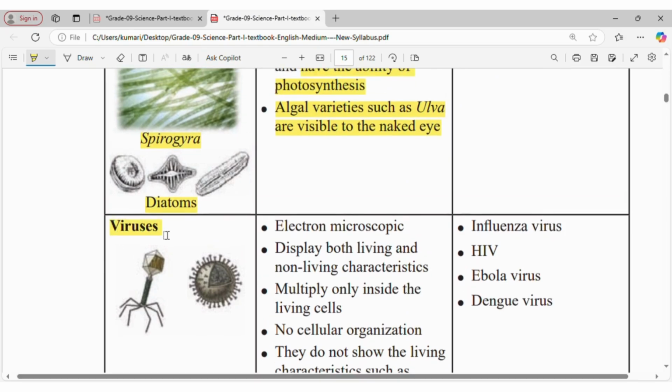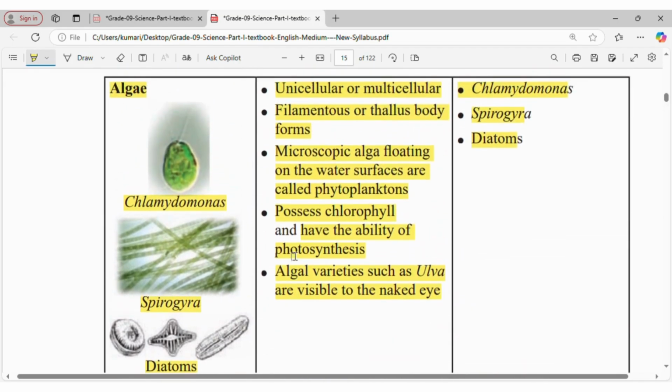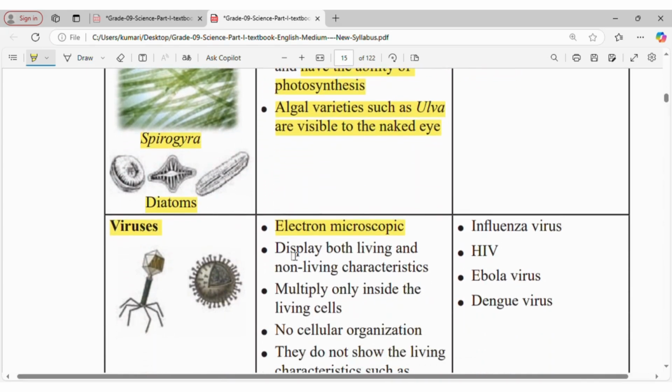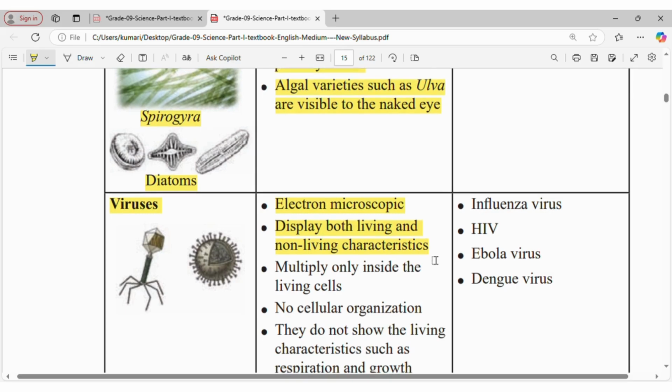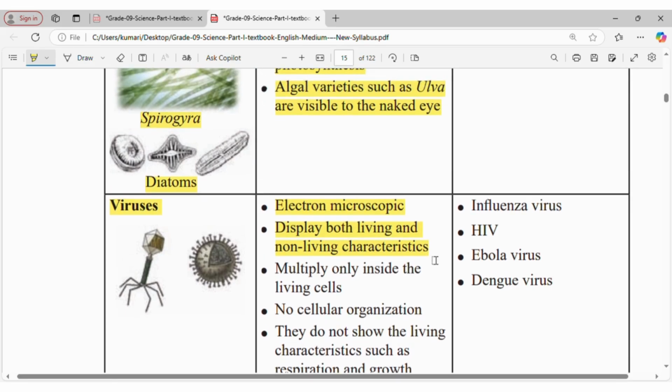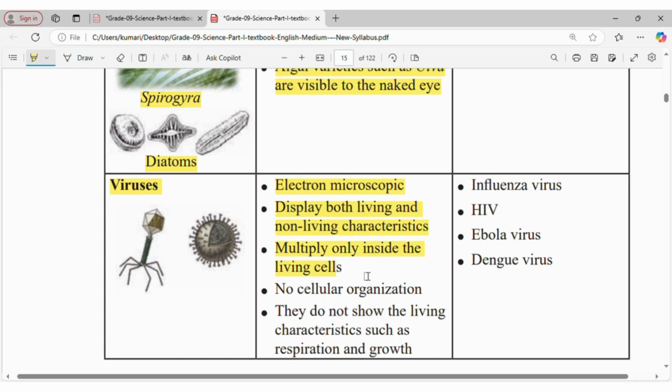So, viruses are seriously a problem for scientists because they cannot be categorized as either non-living or living. As characteristics, electron microscopy. All the other types of microorganisms are microscopic, but the virus type is electron microscopic. We can think that they are even much smaller than bacteria. They display both living and non-living characteristics. This is the reason why viruses have caused emotional damage to scientists. They multiply only inside the living cells.